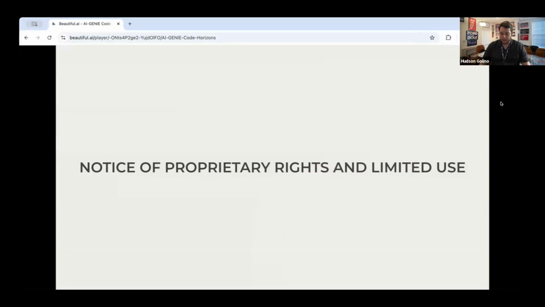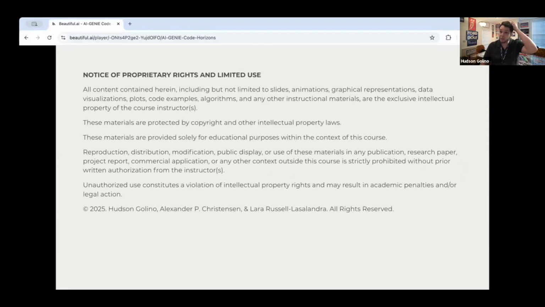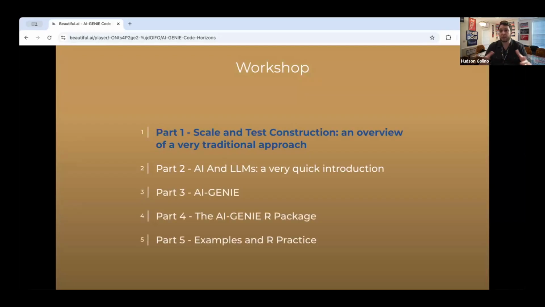Before we can get started, just a quick notice of proprietary rights and limited use. In the slides, you can find the notice. Basically, we are asking you to not share or use anything that's in the slides because that's proprietary. And the package is free for research projects and non-commercial usage, but it cannot be used for free for commercial purposes. And Laura will talk more about that on Thursday.